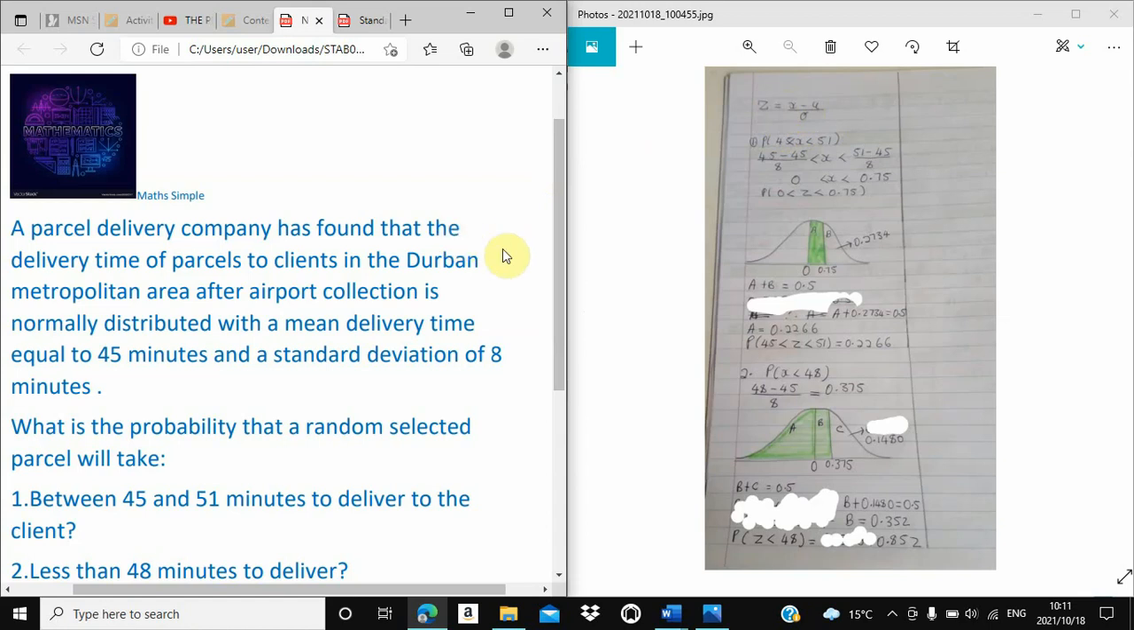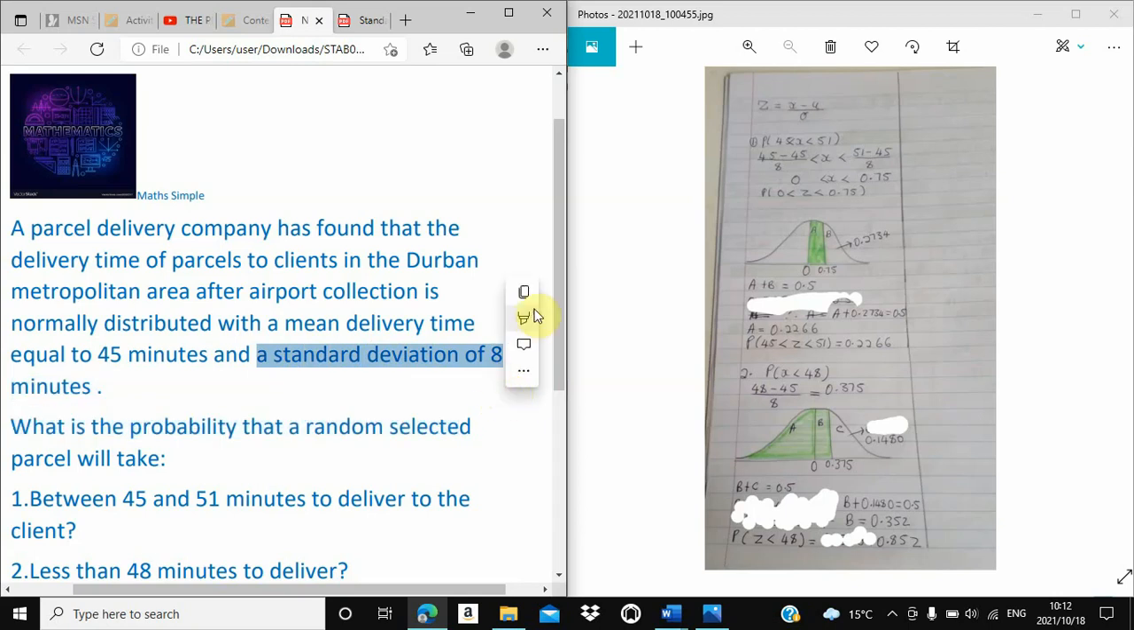So in the statement, they say a parcel delivery company has found that the delivery time of a parcel to clients in the Durban metropolitan area after airport collection is normally distributed with a mean delivery time equal to 45 minutes, and they say a standard deviation of 8 minutes. Let's focus on this information of the standard deviation of 8 minutes.